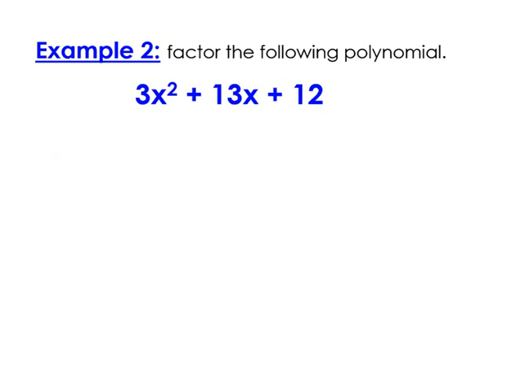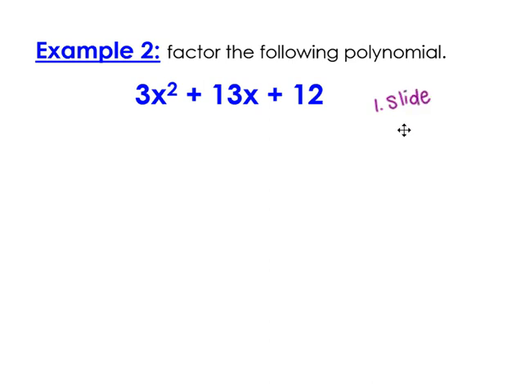Example 2. First I want to check and see, is there a GCF? When I'm looking for a GCF here, I've got a 3, a 13, and a 12. Well, I can divide 3 and 12 by 3, but not 13. So I do not have a GCF. There's nothing I can take out of all 3 of these numbers. So I'm going to have to follow those steps that were on the other slide. The first step is to slide.